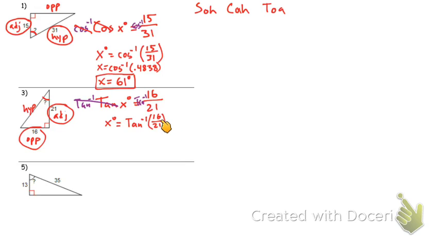And now we're going to turn this into decimal form. So 16 divided by 21 in our calculator. And we get x degree equals tangent -1 of 0.7619. And now we're going to do the inverse tangent of 0.7619. So again, we're looking for this button in our calculator with this calculation. If you do it correctly, we get the degree we were looking for is 37 degrees.